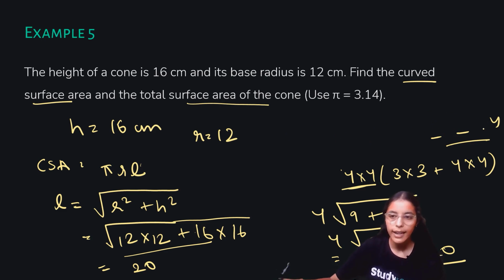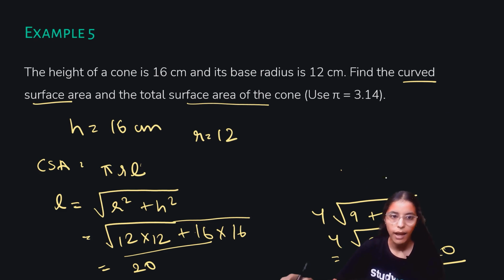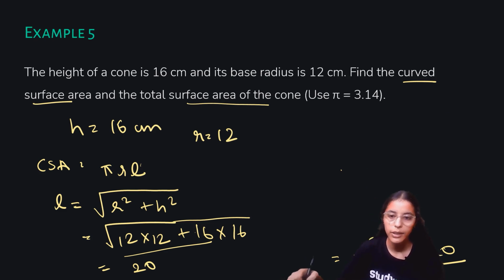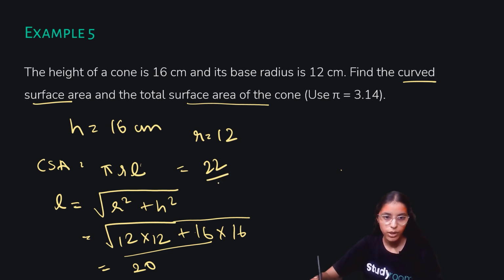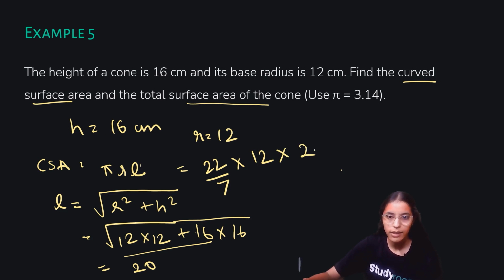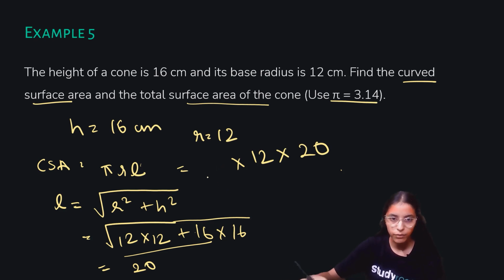Now we have got our L, we have our R, we have our H, we have all the dimensions that could be needed to find the surface areas of a cone. So first we'll find out CSA, which is given as pi, we can take as 22 by 7, into R. Our radius is given as 12, and our L is coming as 20. Here we have been told that we have to take pi as 3.14, so I'll just write 3.14 over here.